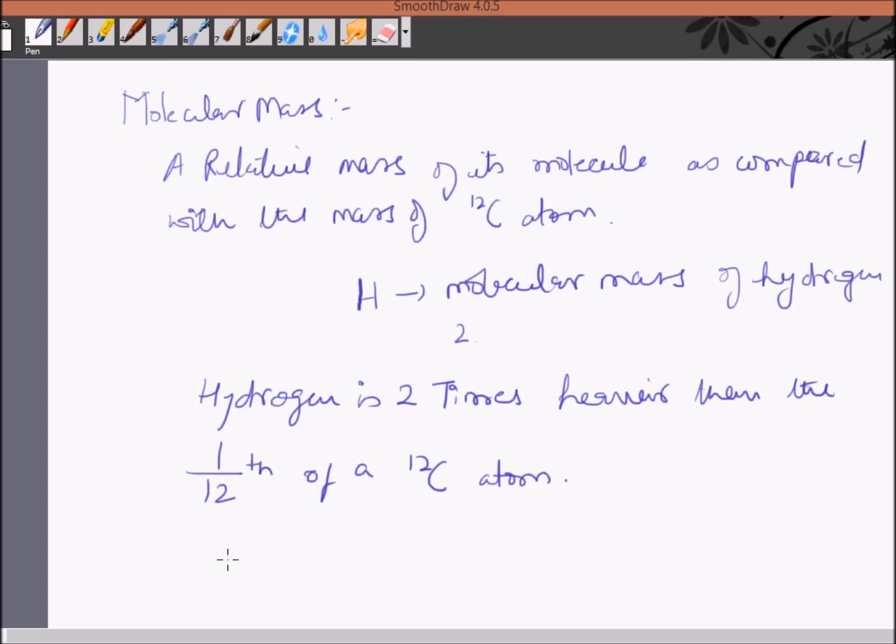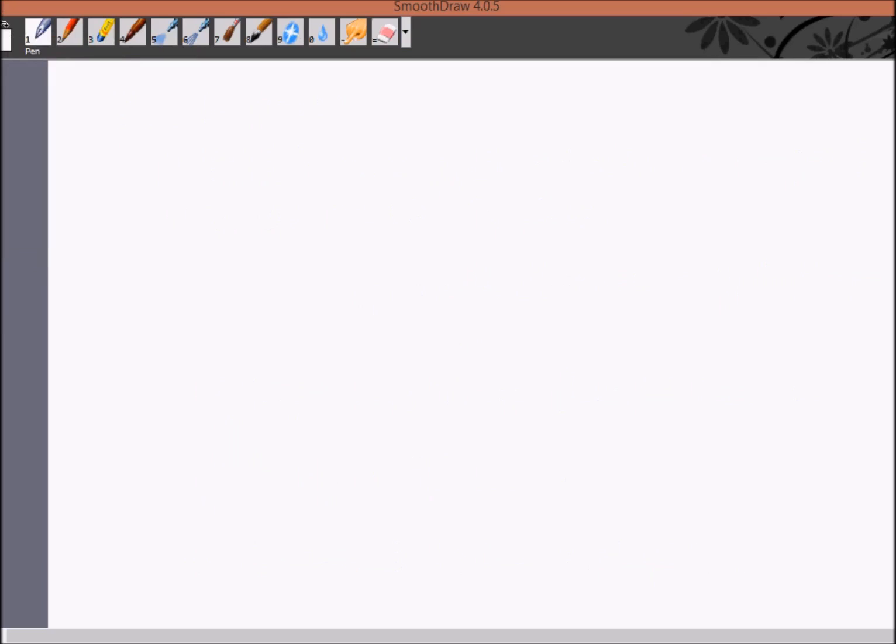You should also note that it is also called molecular weight, right? So how do you calculate the molecular weight? You just need to add up all the masses of the elements to get a molecular mass of the particular compound.